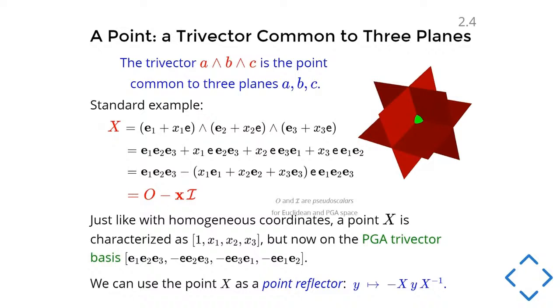Now, there's two special things in here. This is the product of the three coordinate planes. We are in 3D. And there's the product of the three coordinate planes and the plane at infinity.